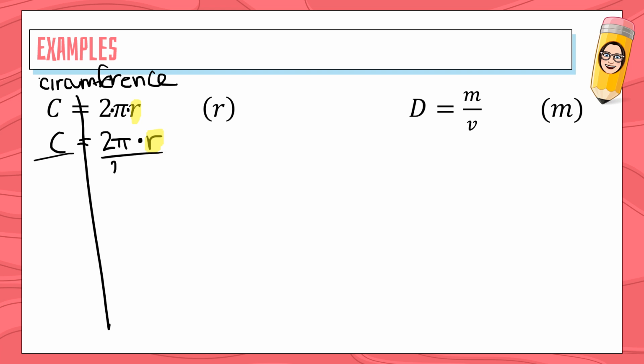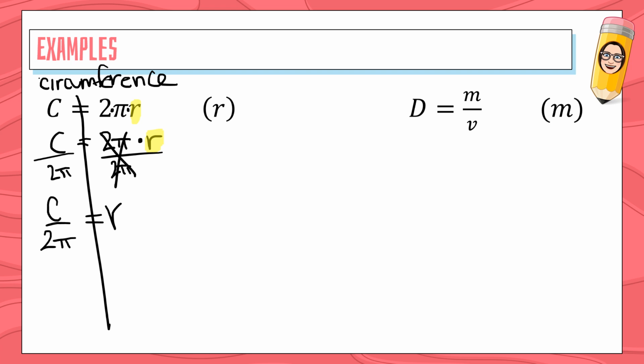Divide both sides by 2 pi. See how I kicked it over? So times and divide are opposites. They cancel. And then the left side, it stays messy. We have to get comfortable with messy. R's by itself. We're good.